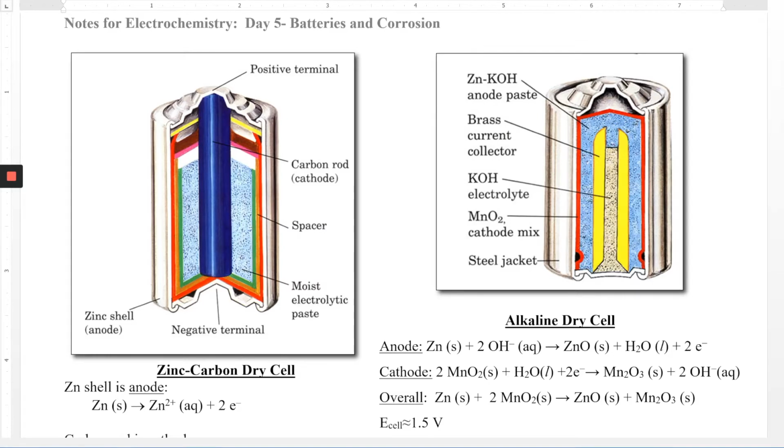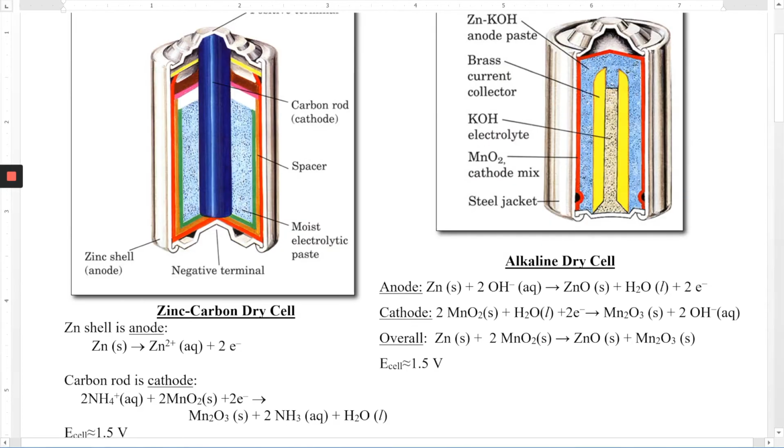about a subject that's very important as practical aspects of electrochemistry, and those two subjects are batteries and corrosion. So most of you are familiar with what a battery looks like. On the left, we have a diagram for what's called a zinc carbon dry cell. And as with all batteries, we're going to find that inside the battery, there is an electrochemical reaction taking place.